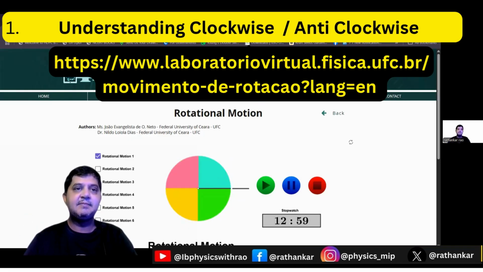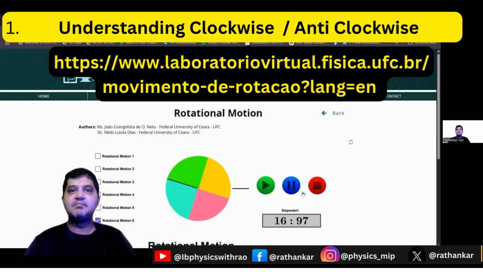Okay, and then let us click on this. Now again, there is no change in the velocity, so this is also constant angular velocity. Angular acceleration is 0 here. Linear acceleration is there, but angular acceleration is 0 here. Okay, now let me go on to the next one.